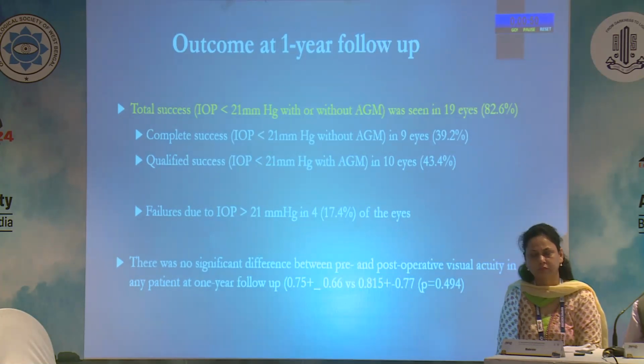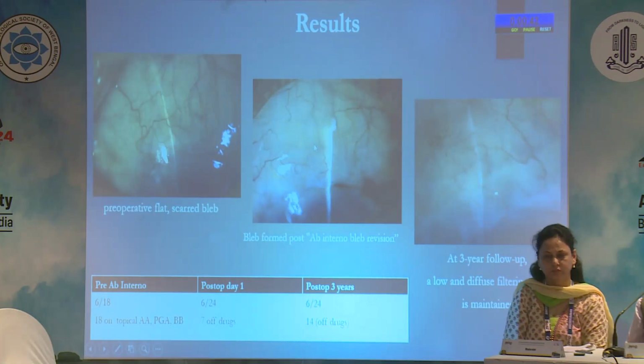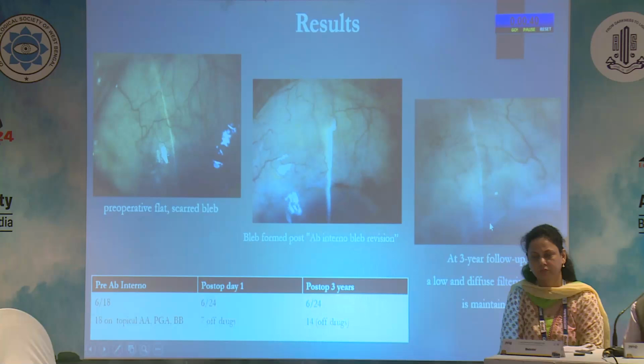So here are some pictures. This is the preoperative flattened scarred bleb, and ab interno bleb revision was done. This is postoperative day one. We can see the diffuse bleb, and this is the 3 years follow-up. We can see the low diffuse filtering bleb is maintained and intraocular pressure is 14 mm of mercury without anti-glaucoma medication.